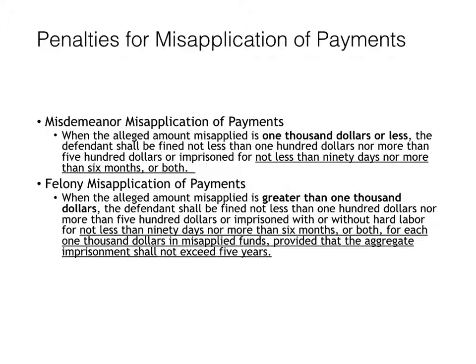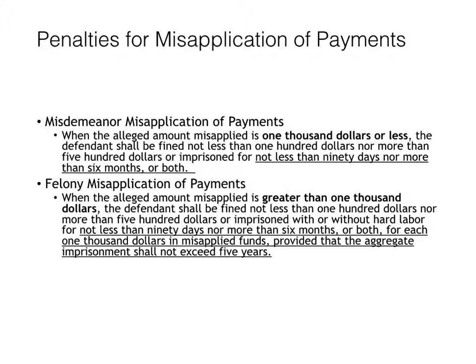So the penalties for misapplication of payments vary based on whether it's a misdemeanor or felony. It'll be a misdemeanor if the alleged amount of the misapplied payments is $1,000 or less. Therefore, the sentence range for imprisonment is not less than 90 days nor more than 6 months.